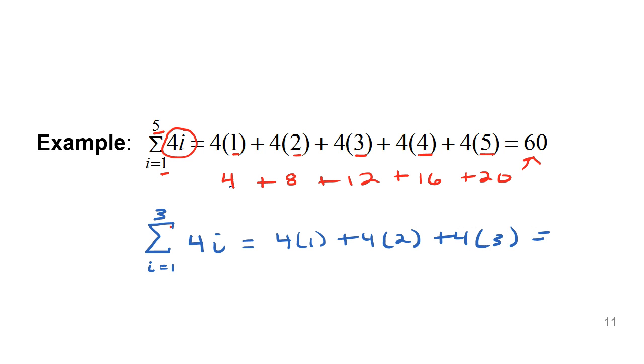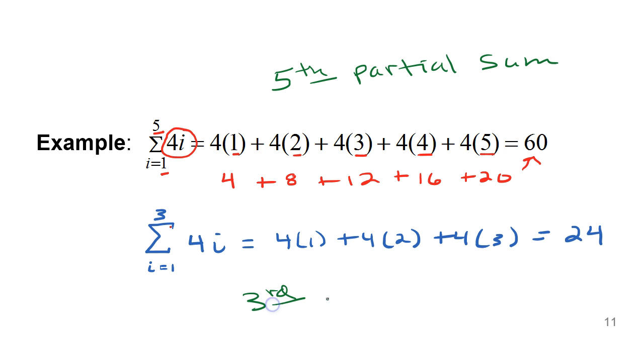And we know from up here that's 4 plus 8 plus 12. That would be 24. So I want to give you a little notation here because this would be considered the fifth partial sum. This down here would be the third partial sum.